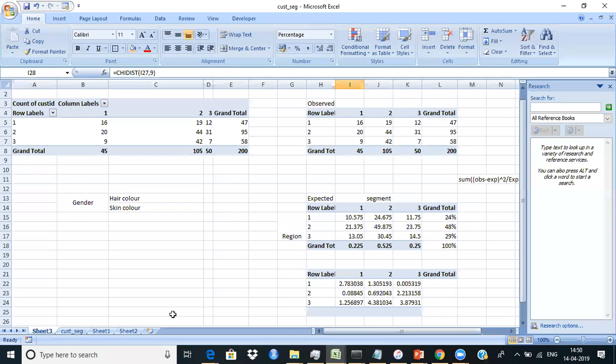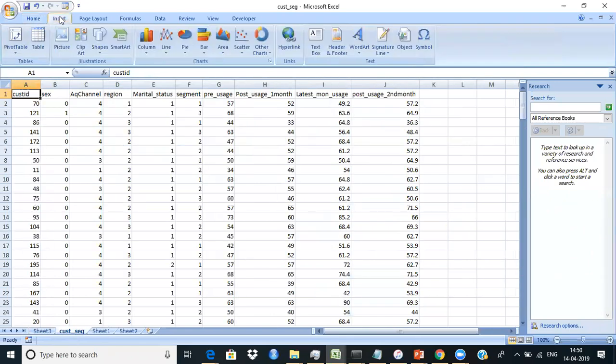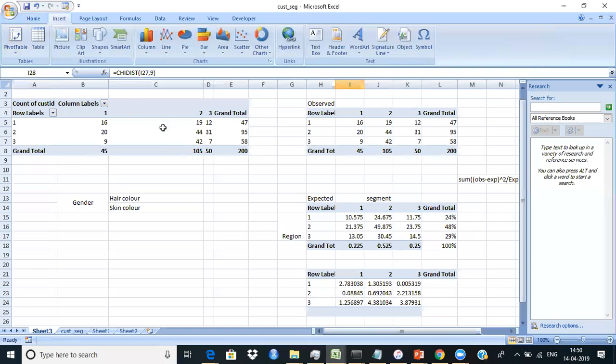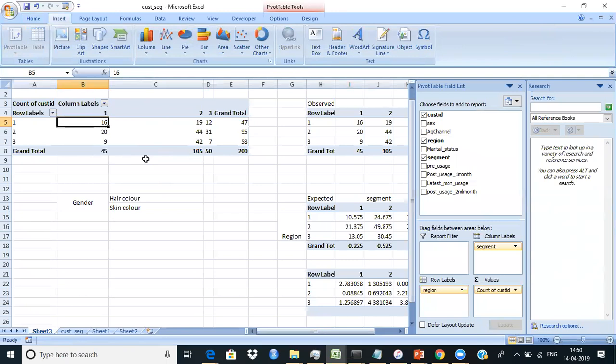See, this is not an Excel course, right? So I will not take you through the pivot table, but the way that you can insert a pivot table is go to insert, click on pivot table. It will insert the pivot table. So you get how it is created, but what is the significance of it? Can you tell that? The significance is this: there are 16 observations with region 1, segment 1, 44 observations with region 2, segment 2. This basically gives me the count.